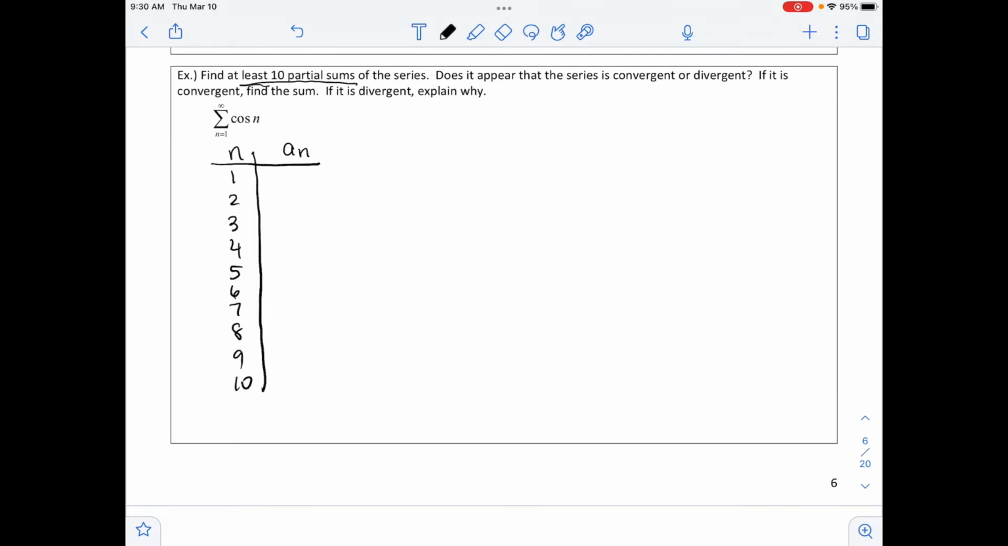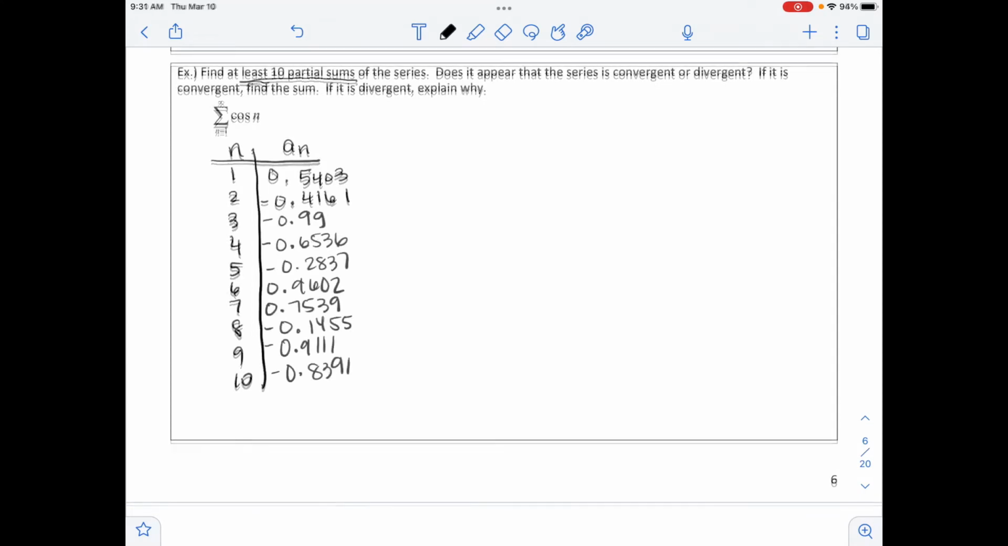And I need to have these in order to calculate my partial sums. And so using a calculator, I would have cosine of 1, which is 0.5403. Cosine of 2 is negative 0.4161. And then calculating the rest of these. So from the calculator, we get the remaining values.